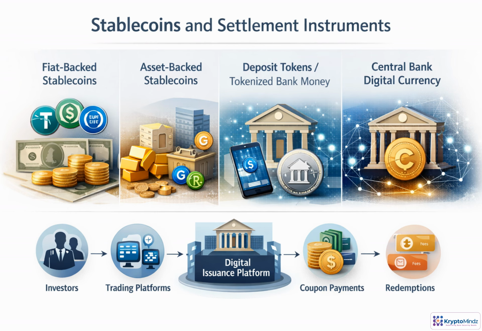Once securities are tokenized, the next question is the cash leg. What settles the transaction? Fiat-backed stablecoins can be fast and widely available, but they depend on private issuers and reserve quality. Deposit tokens and tokenized bank money bring settlement closer to regulated banking rails. CBDCs, especially wholesale versions, could provide central bank finality. This choice affects liquidity, counterparty risk, compliance obligations, reconciliation effort, and the experience for investors and issuers.